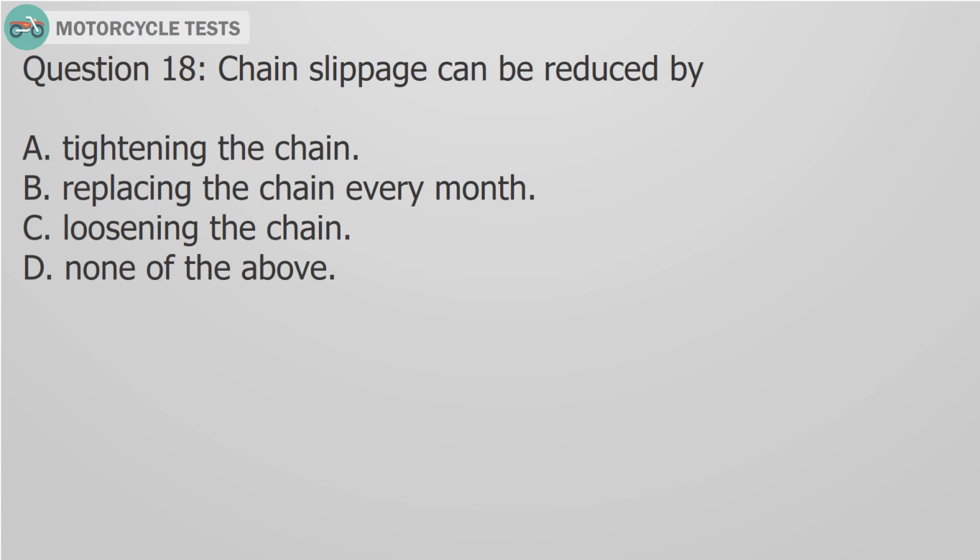Question 18. Chain slippage can be reduced by A. Tightening the chain. B. Replacing the chain every month. C. Loosening the chain. D. None of the above.